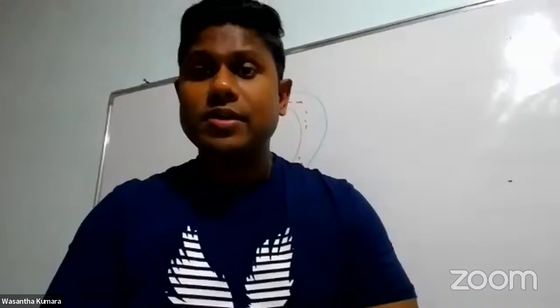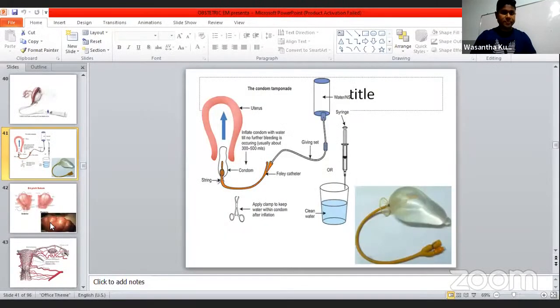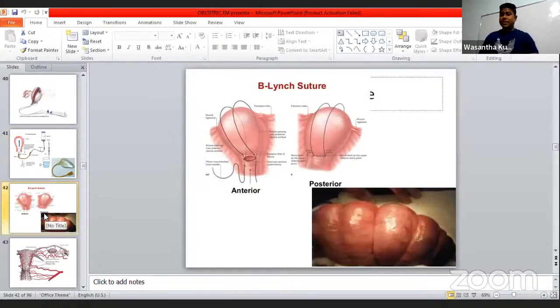Right now you have reached the theater, you have gone to the theater with the patient. In the theater, what can you do? Next step is you have to do a laparotomy and you have to put a B-Lynch stitch.